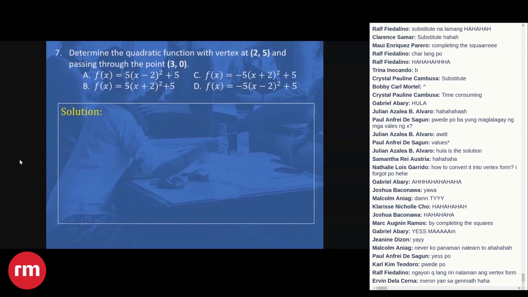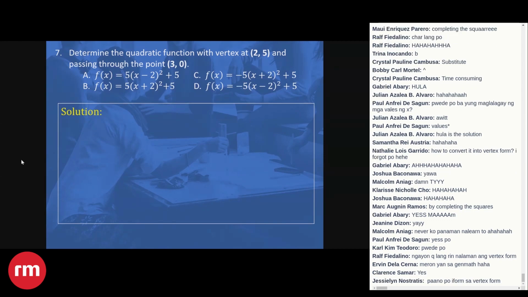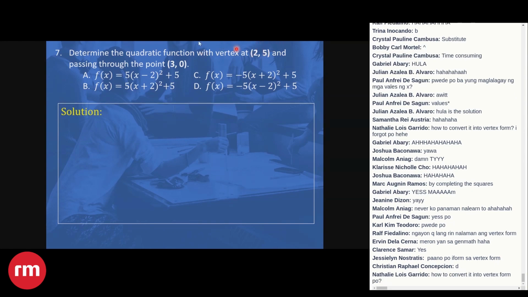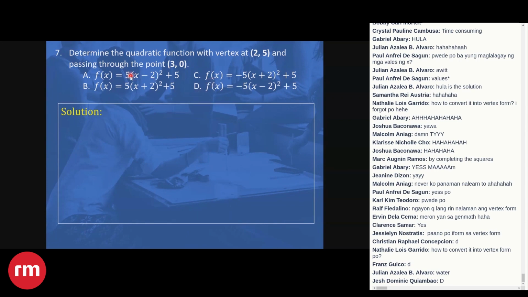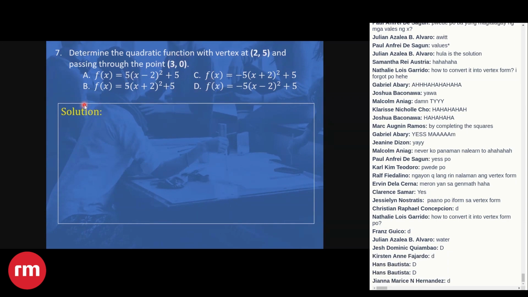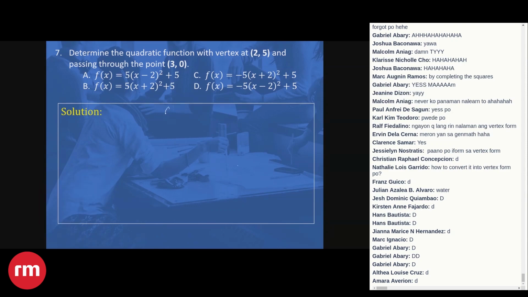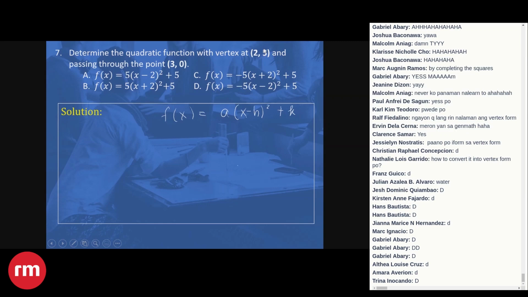Okay, let's proceed to 7. So determine the quadratic equation with vertex at 2, 5 and passing through the point 3, 0. Okay, now, kailangan isa-isahin yung problem, class. So you are given the vertex. So ang pinaka pwede niyong gawin is to use the vertex form because you are given the vertex, and besides, your choices are all in vertex form. Okay, so tingnan natin. Ang vertex ay 2, 5. So if you recall from our definitions a while ago, in vertex form, the function should be a times the square of x minus h plus k. So using h equals 2 and k equals 5, obviously, mali na yung letter C and letter B. Tama na? So mali yung letter C, mali din yung letter B.